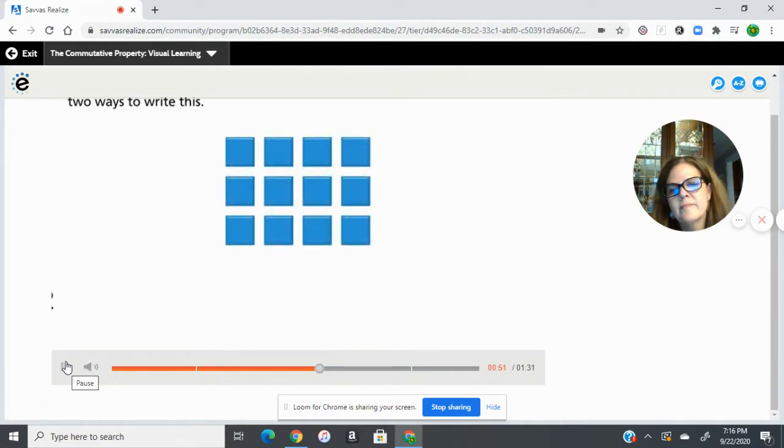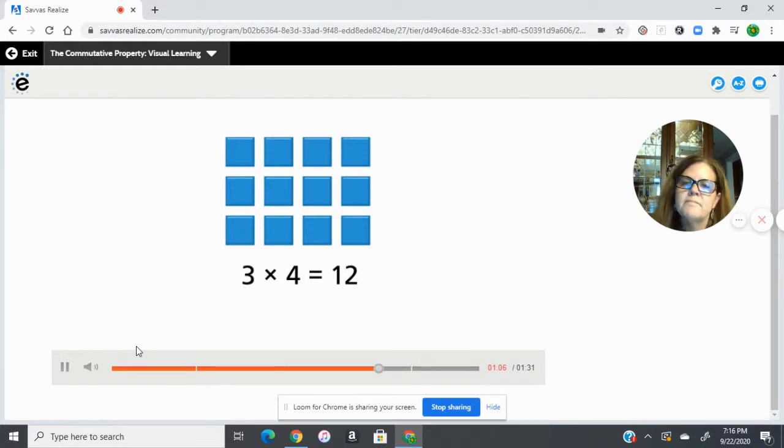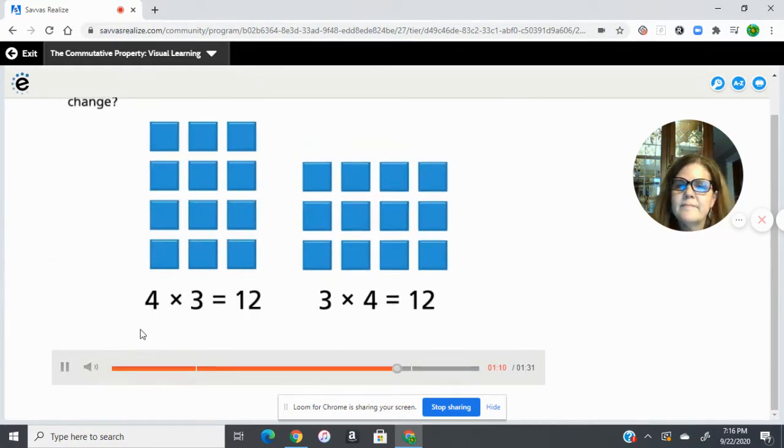On Sydney's poster, there are 3 rows with 4 stickers in each row. There are 2 ways to write this. 4 plus 4 plus 4 equals 12. And 3 times 4 equals 12. Both posters have the same number of images. Did the order of the factors change?